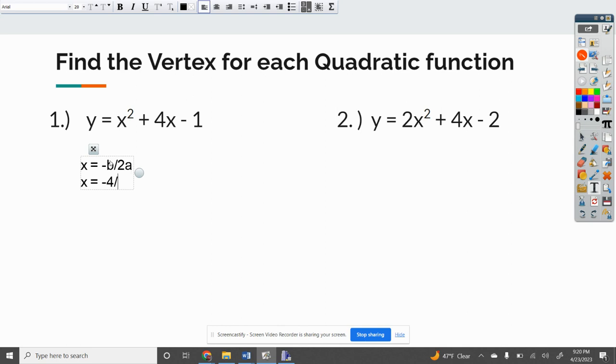And a is just 1. So this 2a is 2 times 1. So it's just a 2. So our axis of symmetry is the number negative 2.